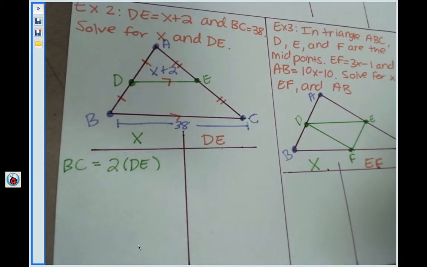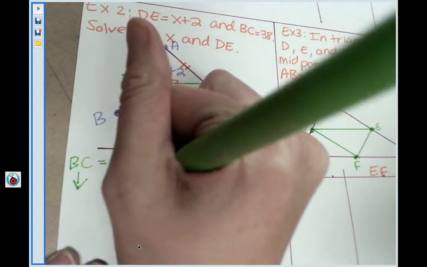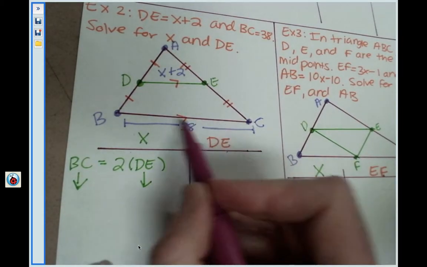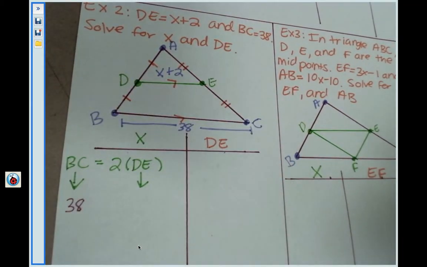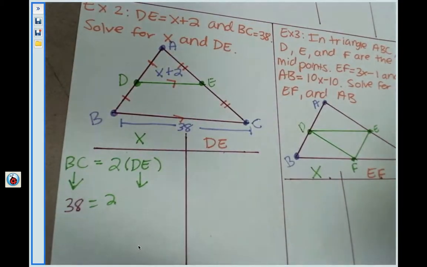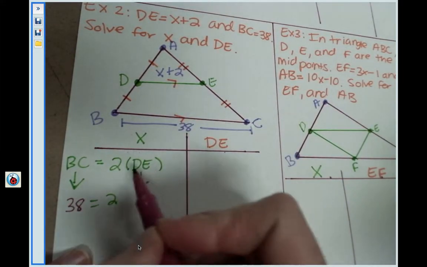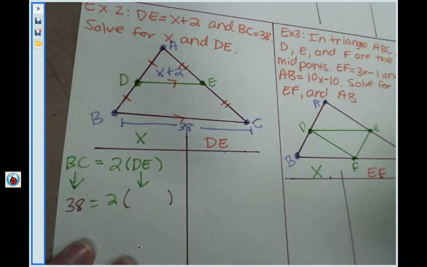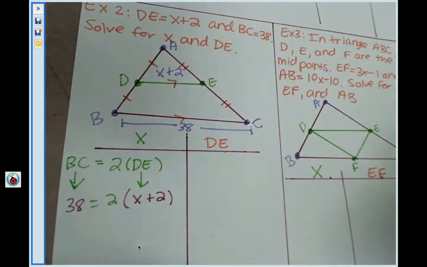All right, let's set up our problem. I'm going to fill in all of our missing components, the BC and the DE. BC is 38 units, so that's what I'm going to write for BC. So 38 equals, I'm going to bring my 2 down. And then DE is x plus 2. Because it's 2 times all of DE, I'm going to put all of DE in parentheses so I remember to multiply the 2 to everything, not just the x. So 2 times (x plus 2).